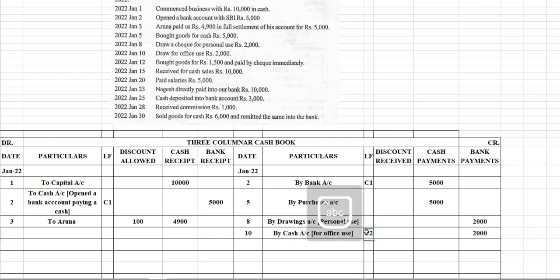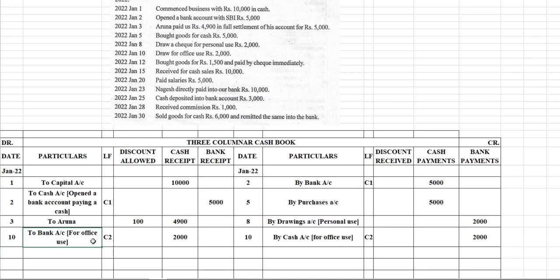This is a contra entry too. If cash is withdrawn from the bank, in the bank it is reducing, but in the cash in hand it is increasing. To bank account, the cash contra entry, cash is increasing because it is withdrawn for office use. I can show you here in the bracket, drawn for office use. Cash is withdrawn from the bank for office use. That you have to understand here.